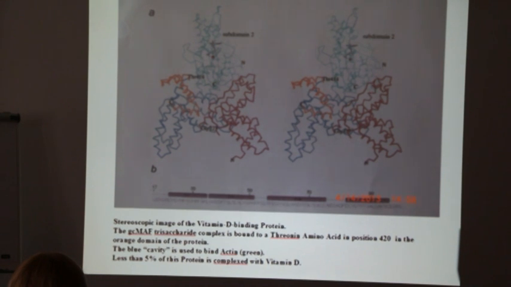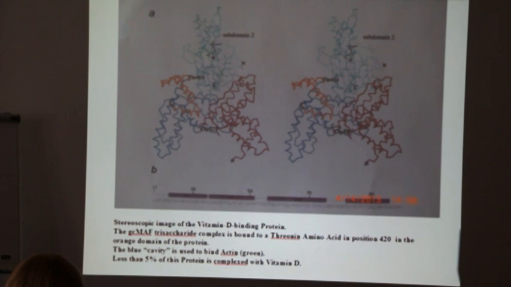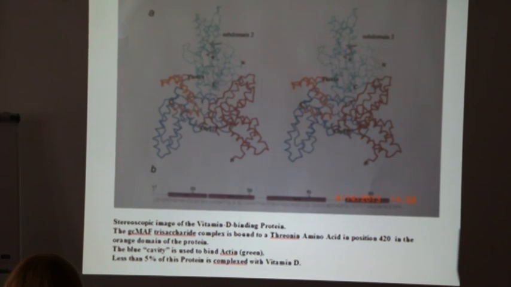There's a threonine amino acid in position 420, which is somewhere located in this area. Now, I have not figured out yet how we can flip this molecule around, because it would go along with the general pictures we have in our mind. At least in my mind, I have a picture that there should be something on the other side. But we have not figured out how to flip it, because this is where the GcMAF molecule is attached here.